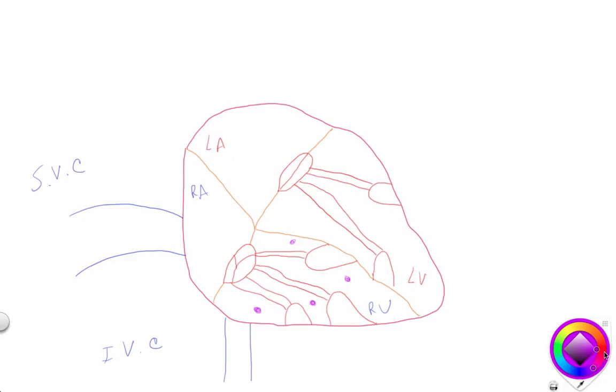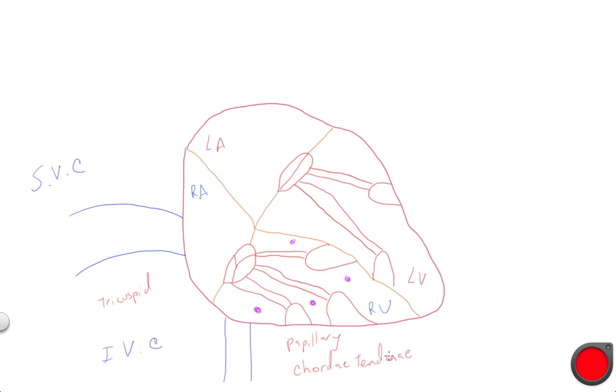So let's just take a second and talk about the little valve over here, and that valve is called the tricuspid. Tricuspid, okay? The reason it's called the tricuspid is because it has three little cusps. And you'll notice that it's also attached to these strings over here, and those strings are attached to these little muscles. Well, these muscles are called papillary muscles because they look like little papilla. And these strings are called chordae tendineae. They're called our heartstrings. So why do we have them?